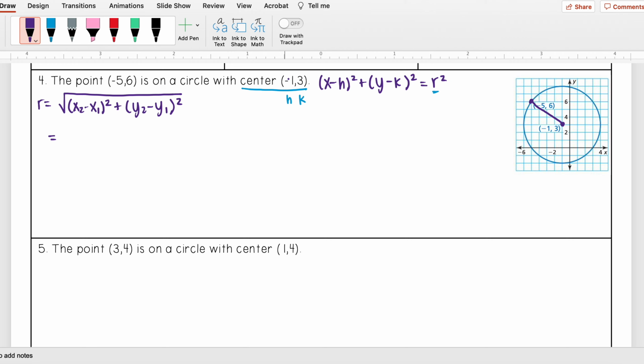So I'm going to take these 2 points. I'm going to have my point (-5, 6) be my (x1, y1), and this would be my (x2, y2). So x2 is -1, so I have -1 minus x1, which is -5, squared, plus y2, which is 3, minus y1, which is 6, squared. And I'm taking the square root of that. So -1 minus -5 really becomes a plus 5. So -1 plus 5, I get 4 squared, plus 3 minus 6 is -3 squared.